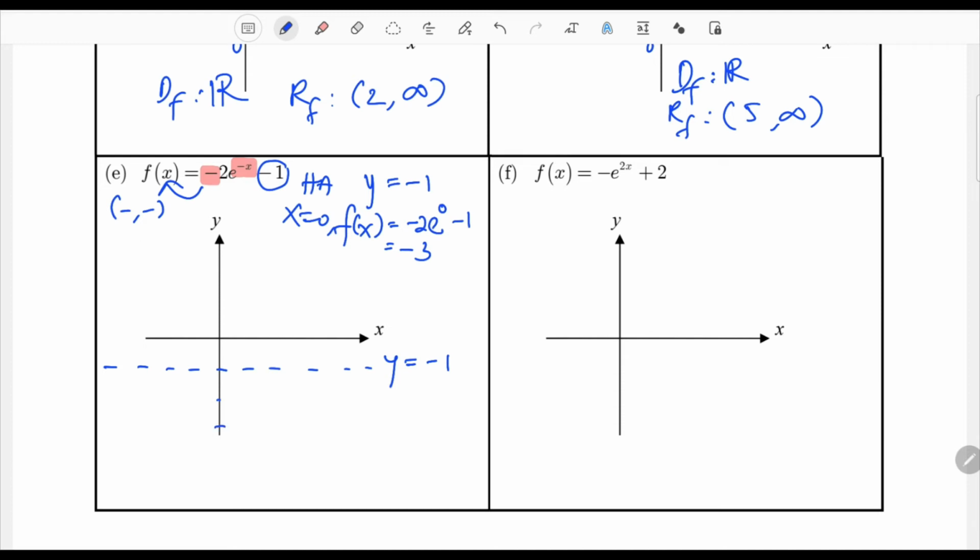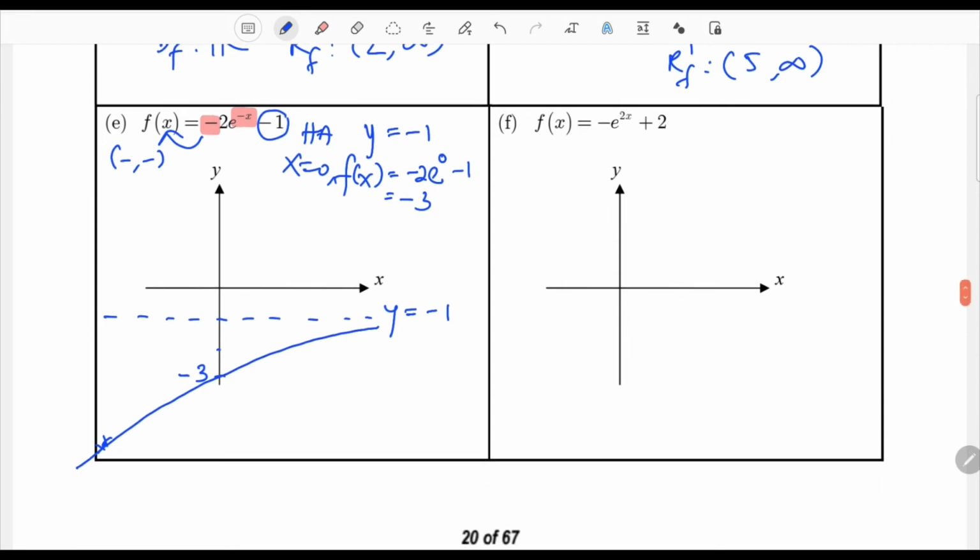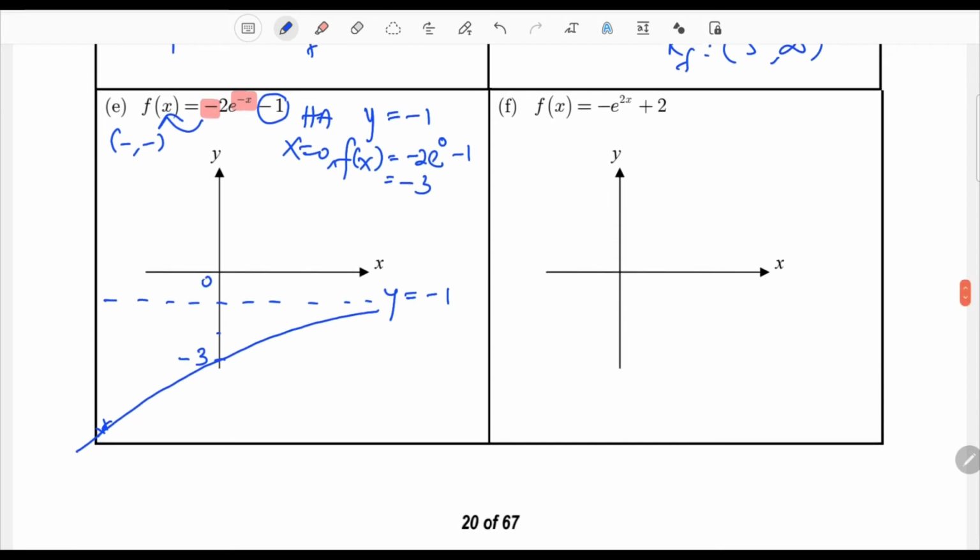Negative, negative, that is in the third quadrant, somewhere here. Alright, so the curve looks like this. So this is negative 3. Can you follow? Right, this is 0. So domain of f will be real number. Range of f will be negative infinity to negative 1.